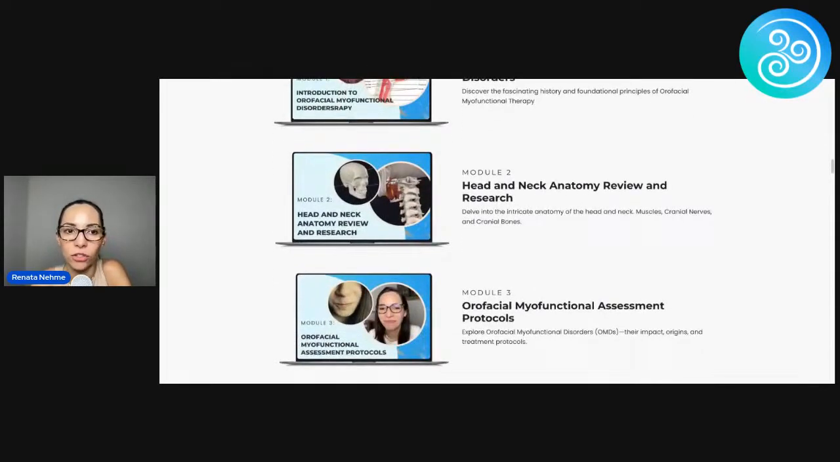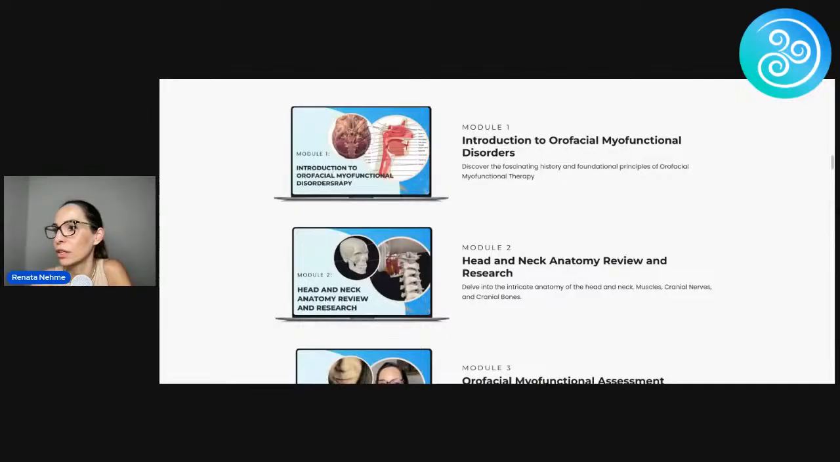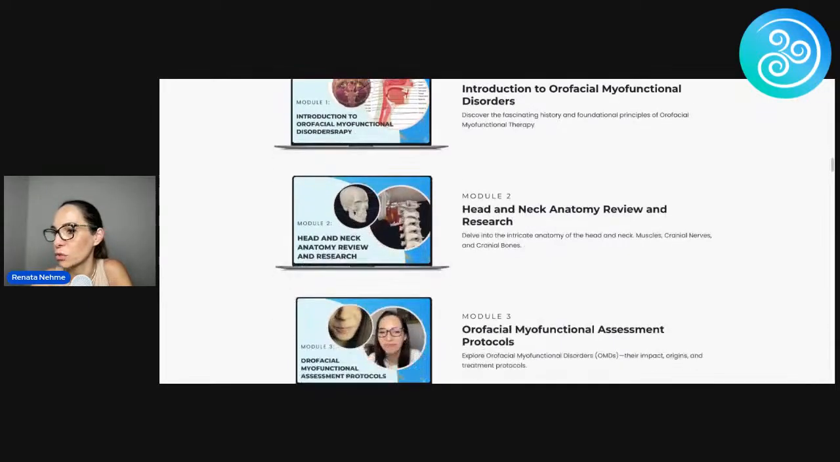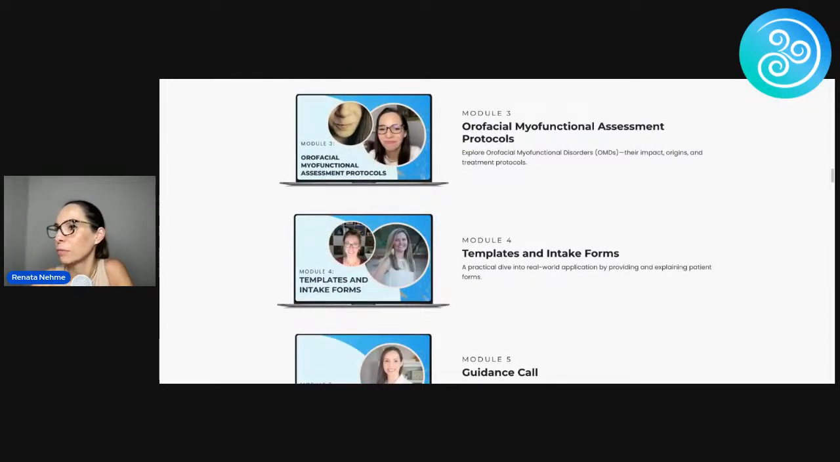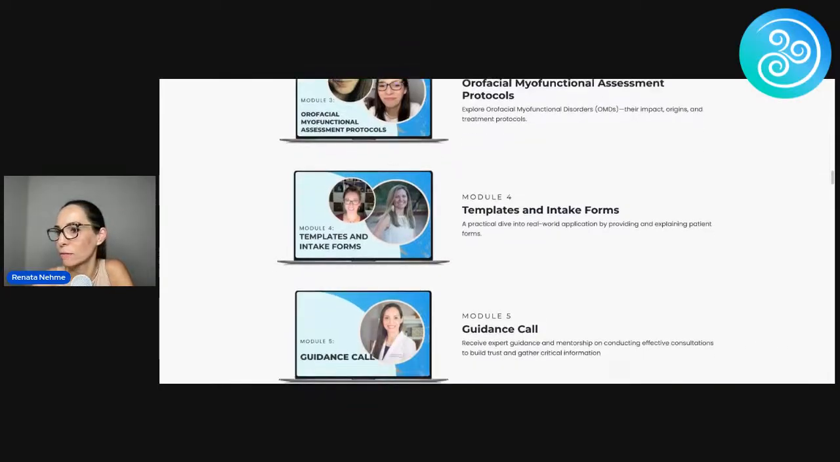Here are the modules for the course. So we start with an intro to myofunctional disorders. Then we go to head and neck anatomy review. It's always good for us to review these things. Orofacial myofunctional assessment protocols. What kind of protocols are out there and why do we use what we use? You guys are going to see that many courses just come up with their own thing. However, all of the protocols that we use are validated and we pull from those protocols.